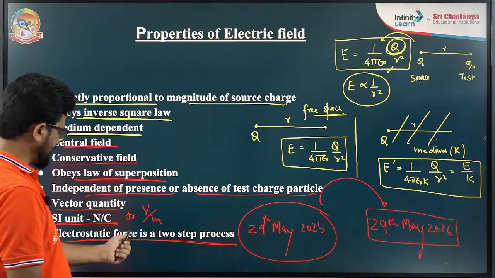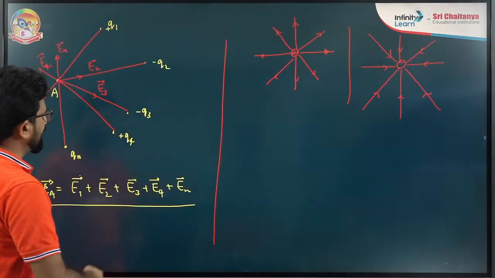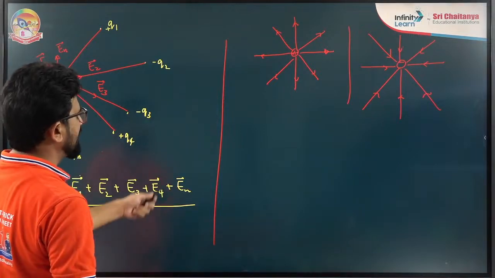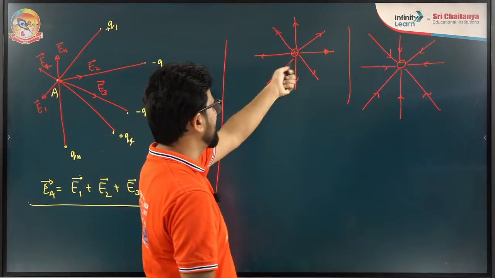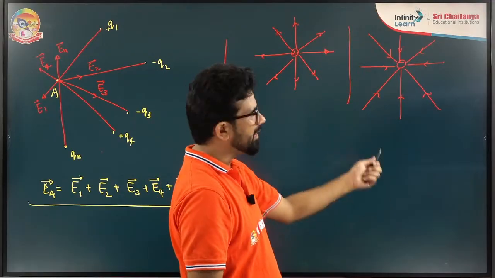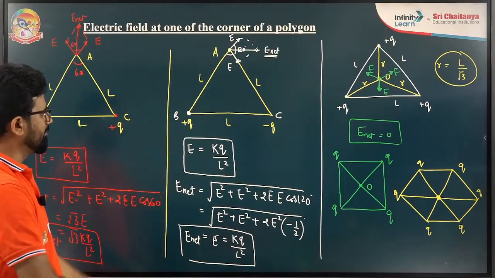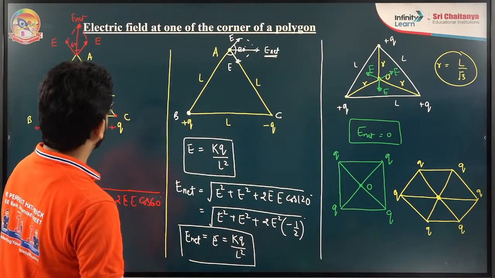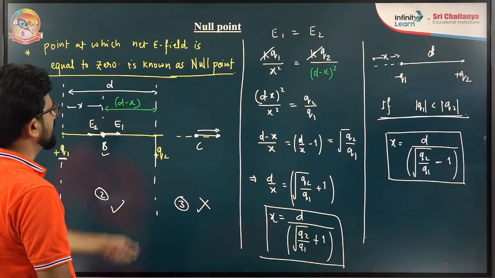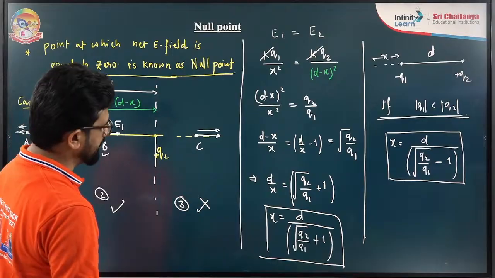Electrostatic force is a two-step process, which we have discussed in detail. After that, we discussed that due to a positive charge, the field goes radially outward, and due to a negative charge particle, it goes radially inward. Then electric field at one of the corners of a polygon, and one more thing, the null point. The null point is the point at which the electric field is equal to 0.